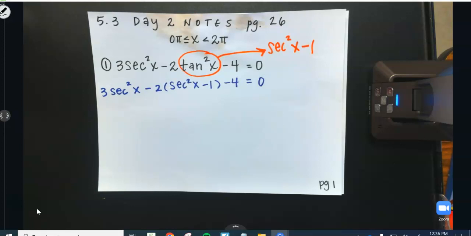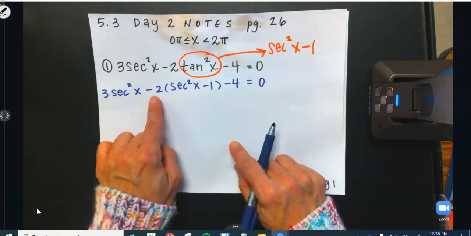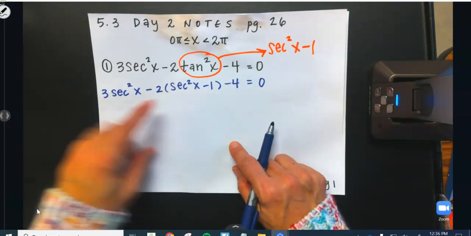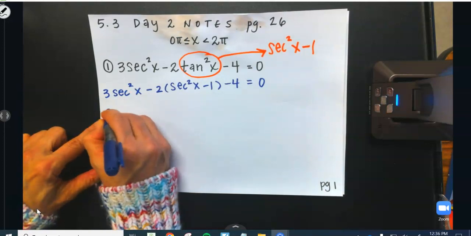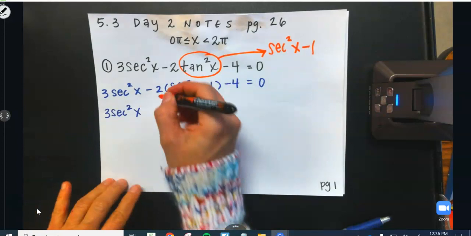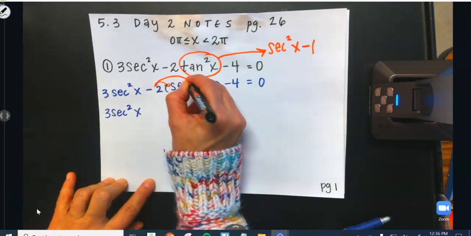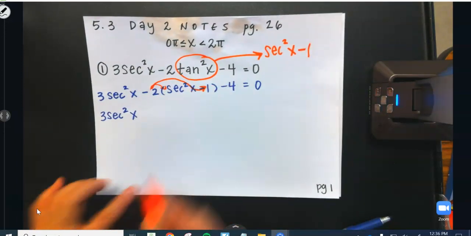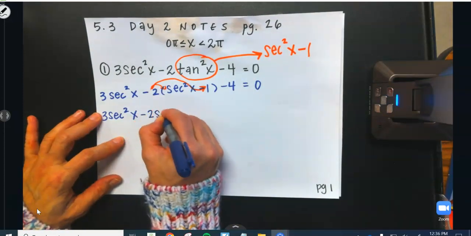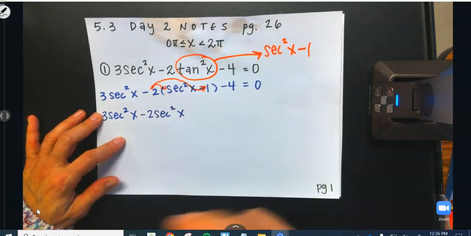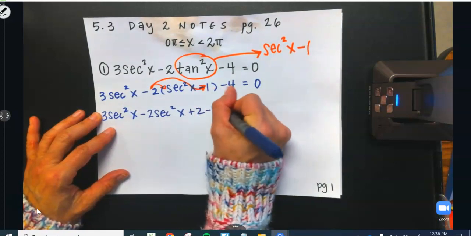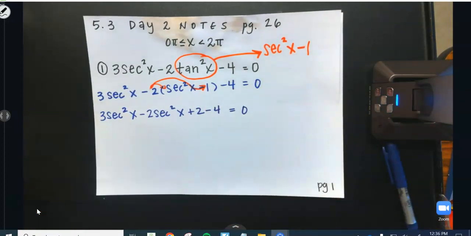And then, y'all, let's distribute the negative 2. But don't forget, you got to distribute this negative 2 to both things in those parentheses. All right, so 3 secant squared x is just regular. We didn't do anything to that. And then it is going to be minus 2 secant squared x. And then remember, a negative 2 times a negative 1 is positive 2. Recopy the rest of the equation.